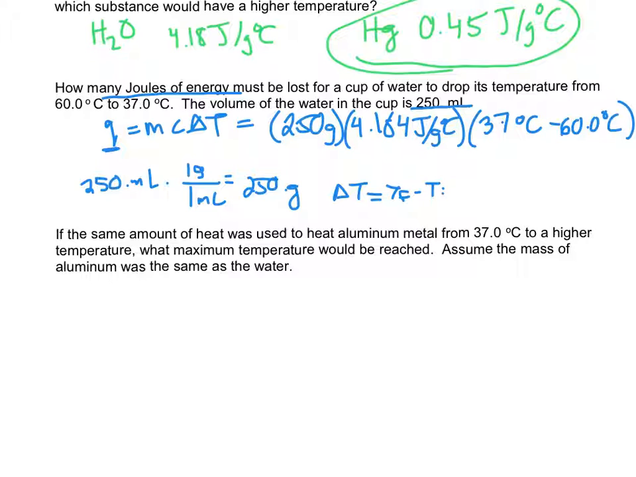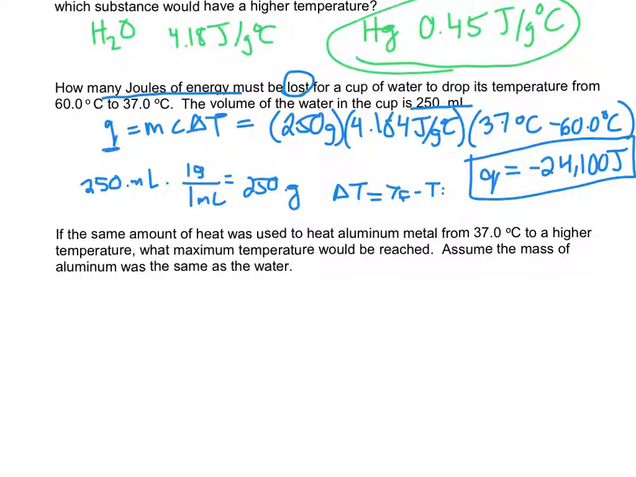Plug that into your calculator, you get Q is equal to negative 24,100 joules. And that's my answer. Now, what does that negative mean? It means that the energy is released or lost, which makes sense because I'm losing energy in order to cool my cup of water. So you can write it as negative like that, or sometimes it gets a little confusing because the question is asking, well, how much is lost? So technically you could use the positive value because the question's saying lost, and so it can get confusing.